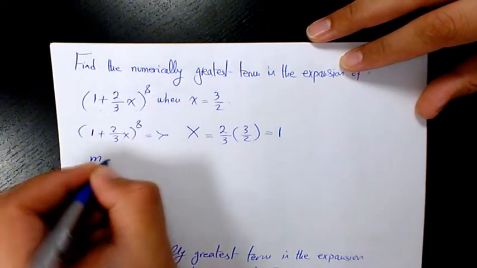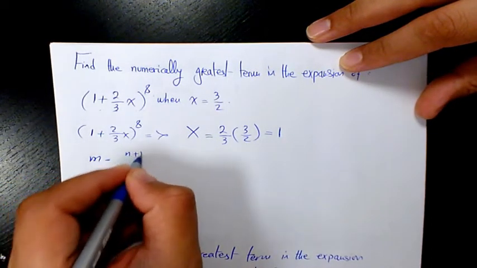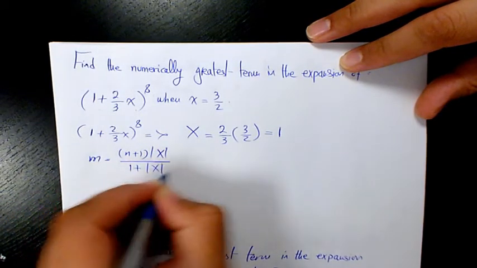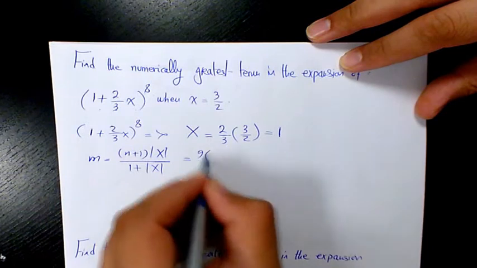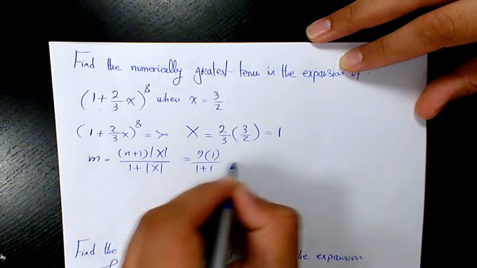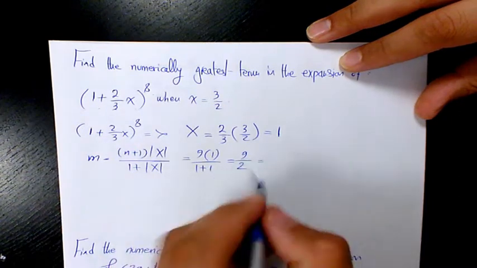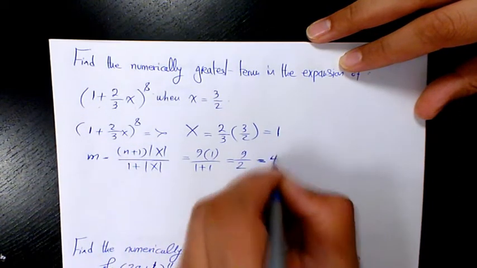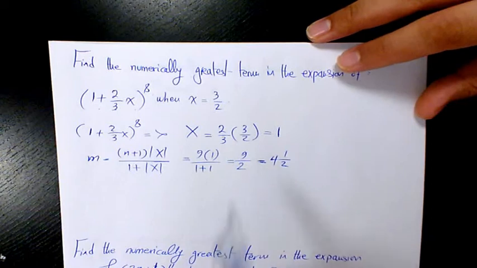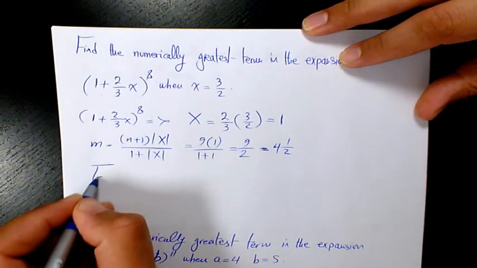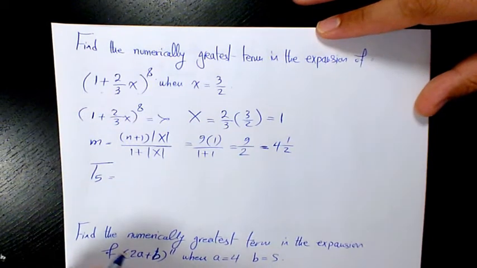M will be n plus 1 times absolute value of x over 1 plus absolute value of x. So that's 9 times 1 divided by 1 plus 1. That's 9 divided by 2, which is not an integer, so you need to find out the integral part, which is going to be 4. So 4 plus 1, 5. So T5 is the numerically greatest term.